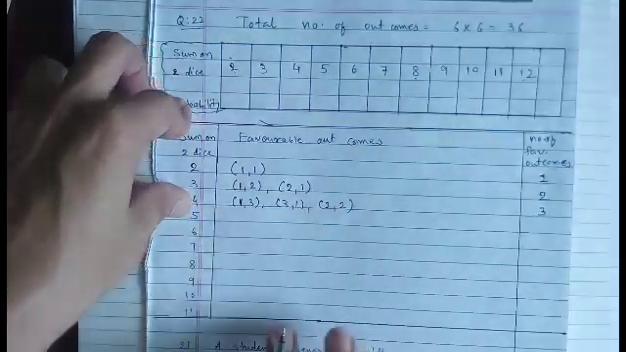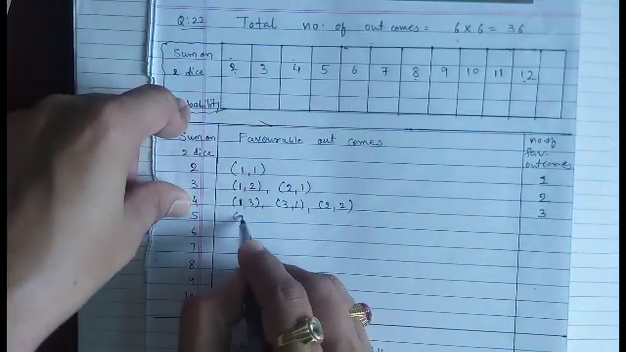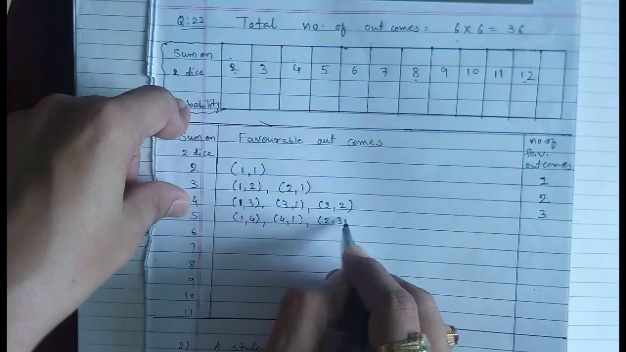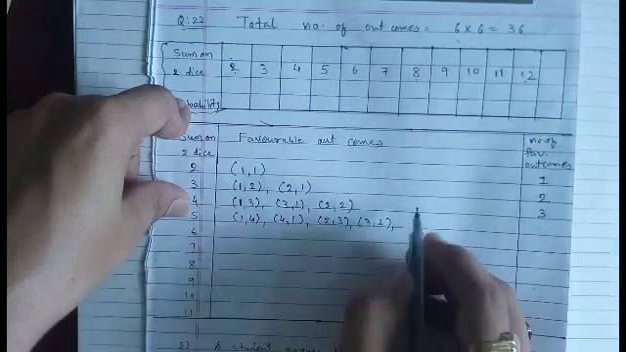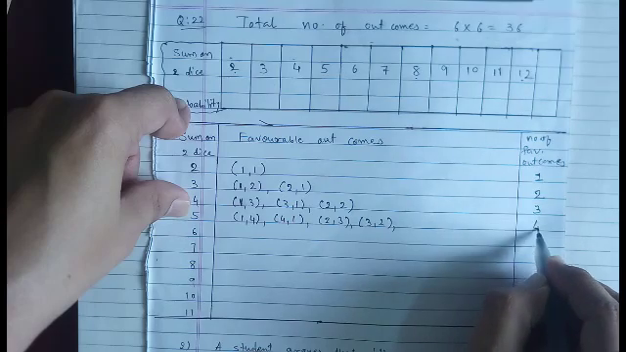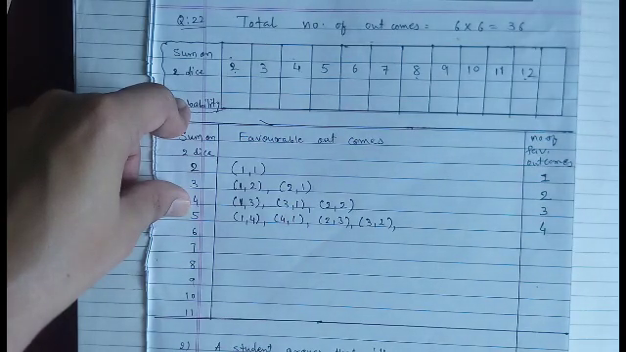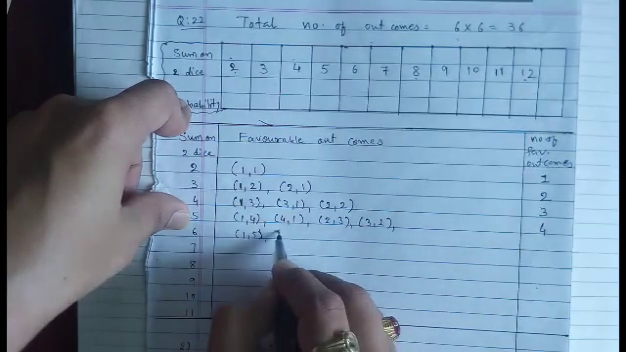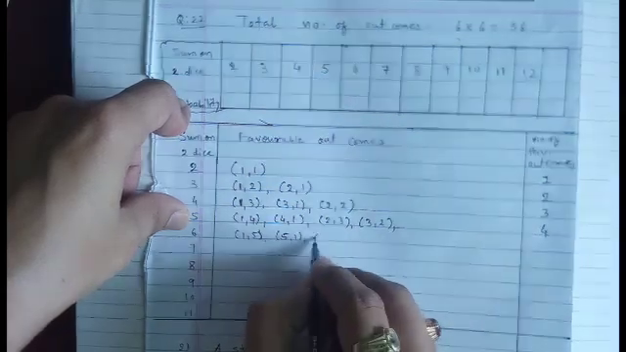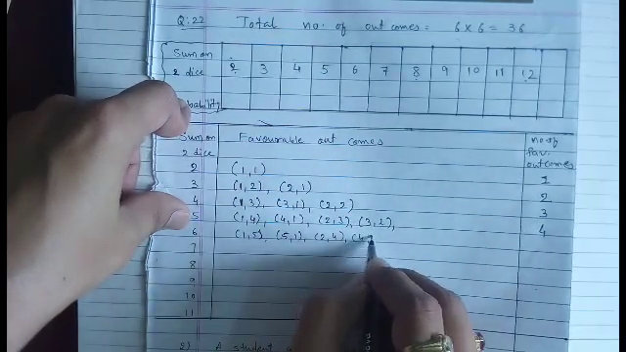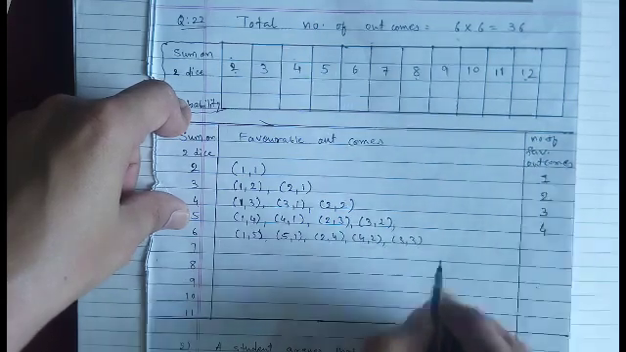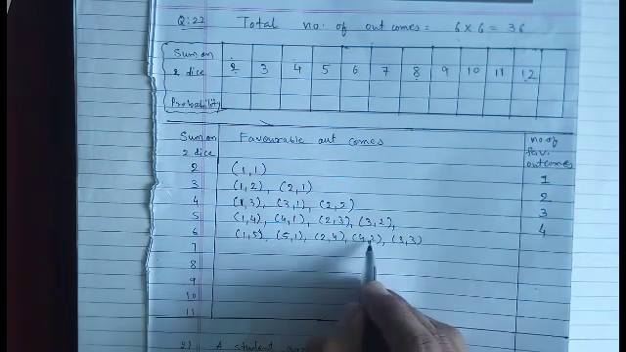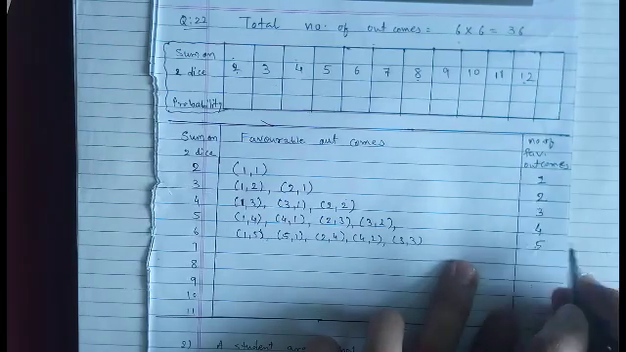Next is sum equal to 5. Now what are the possibilities? 1 plus 4, 4 plus 1, 2 plus 3, 3 plus 2. That is 1, 2, 3, 4. The number of favorable outcomes is 4. Now next is sum 6. 1 plus 5, 5 plus 1, then 2 plus 4, 4 plus 2 and 3 plus 3. These are the possibilities to get sum 6. Number of possible outcomes 1, 2, 3, 4, 5. So here the number of possible outcomes is 5.